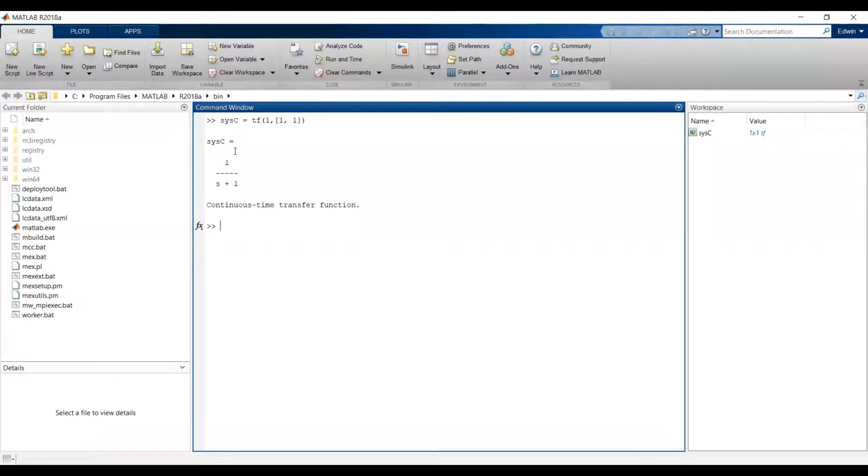In my MATLAB, I have defined a system C as 1 over s plus 1. This is a continuous time transfer function. To convert this continuous transfer function into a discrete one, we will use the MATLAB function c2d. So my system D is equal to c2d. The first input would be my continuous time system, which is sysC.